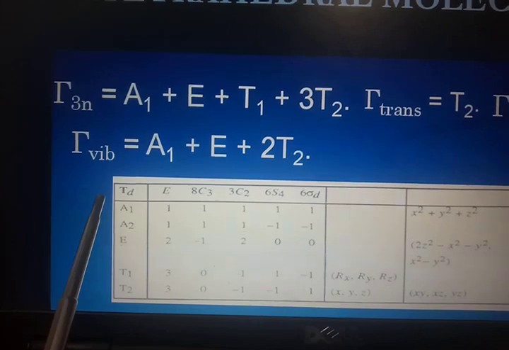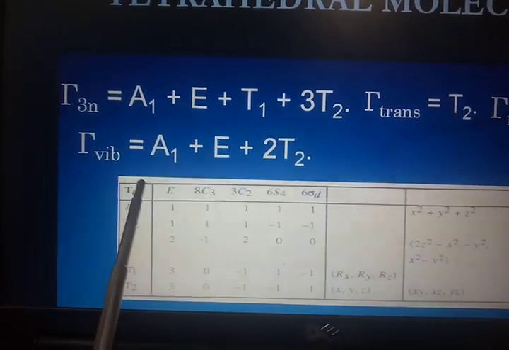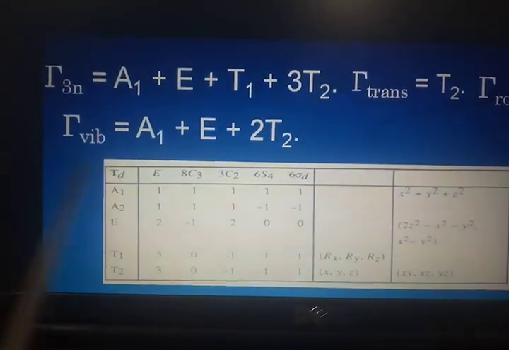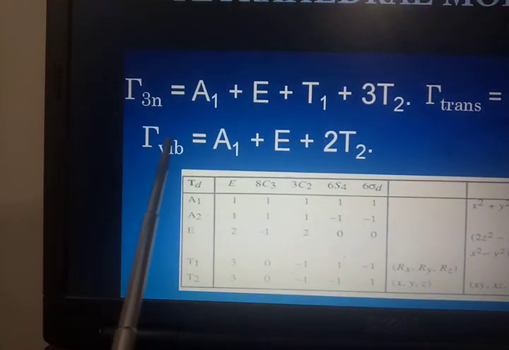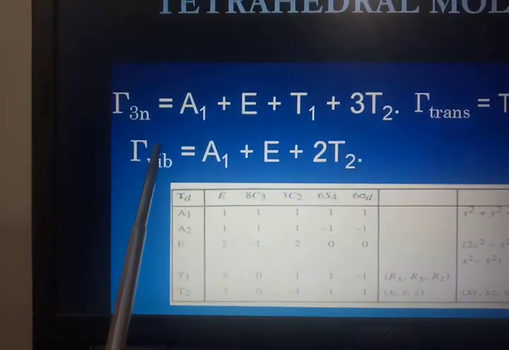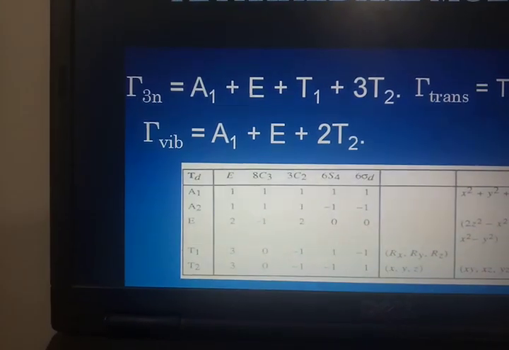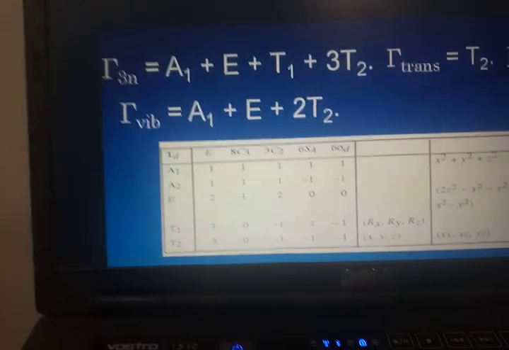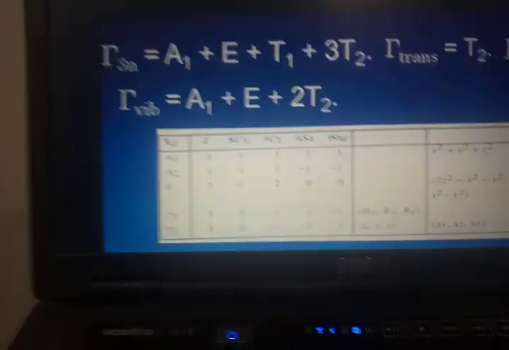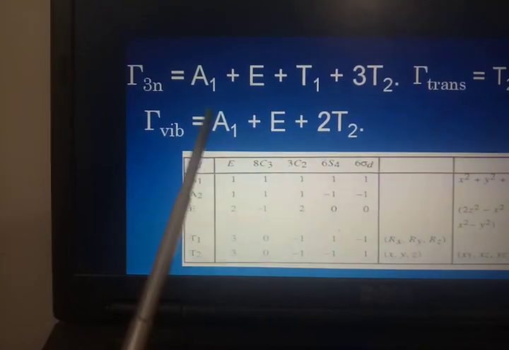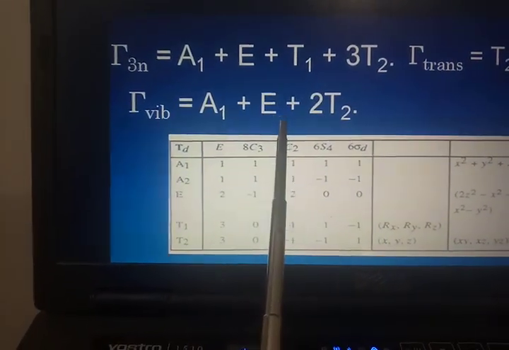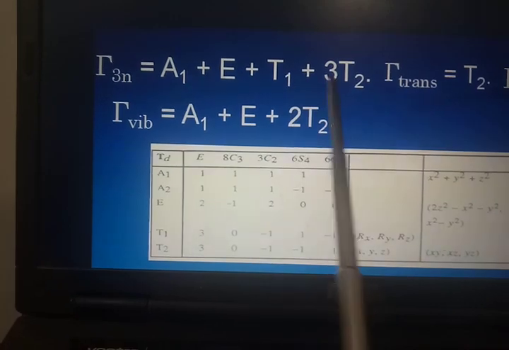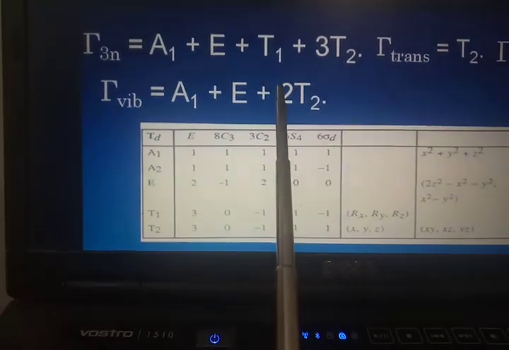So the vibration degrees of freedom will be represented by irreducible representation A1, E and 2 T2. So these are the irreducible representations which correspond to the normal modes of vibration in methane or any tetrahedral molecule. Now, on the basis of this, we can say that the molecule will have around 4 bands. One band corresponding to A1, then one band corresponding to the irreducible representation E, then two bands corresponding to irreducible representation T2.